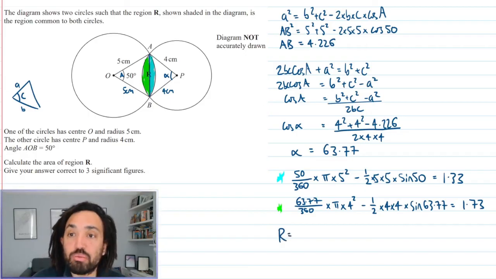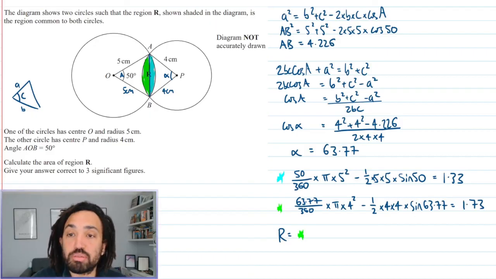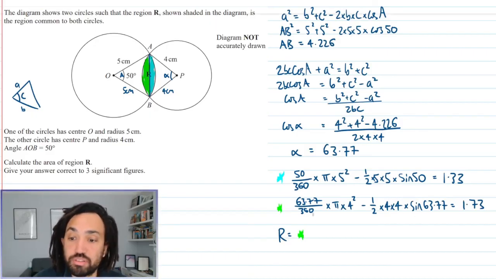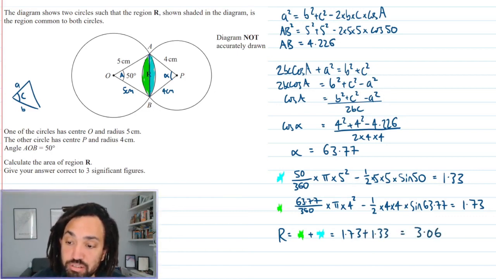Okay, right, we are looking good to finish this question up now, because what I'm going to need to do to find the area of R is just add together these two areas which I found already. And that gives me a total of 3.06.